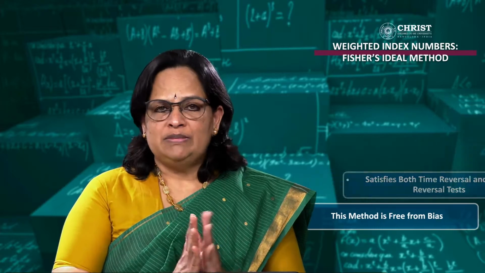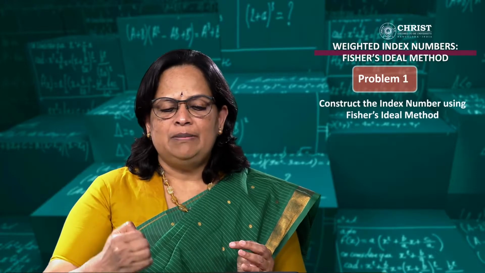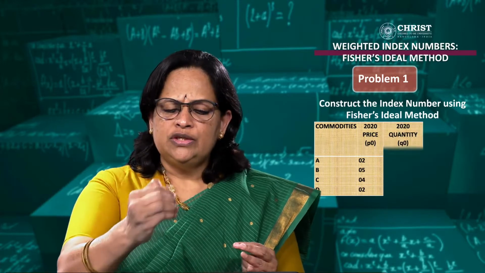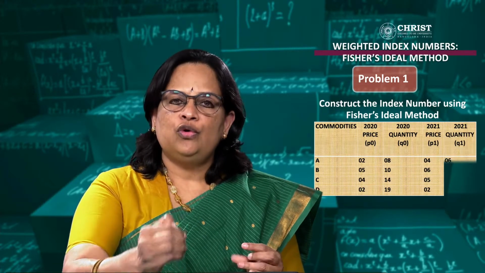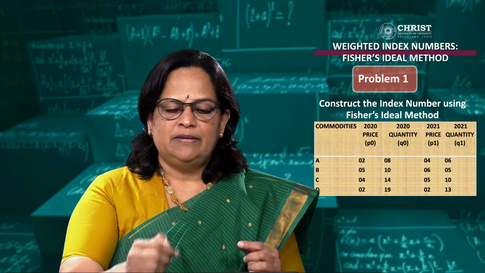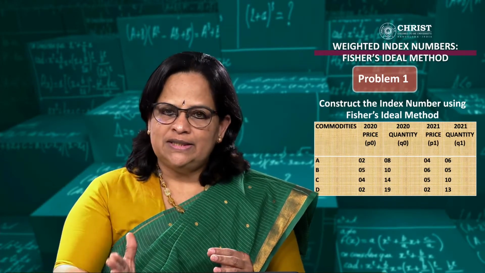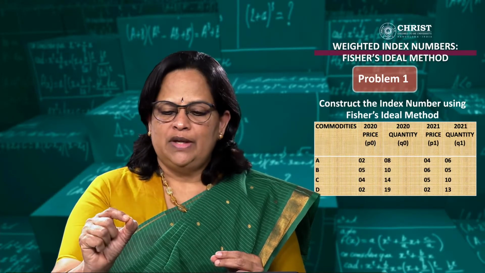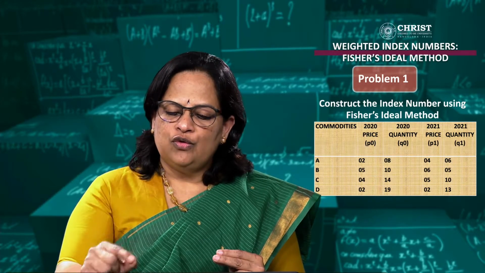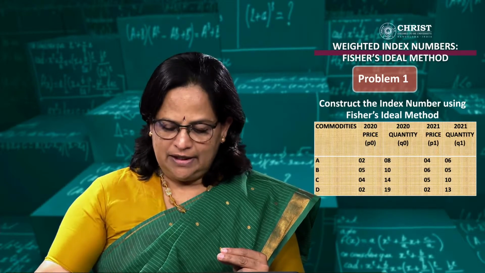Now we will do two problems as I told you. First problem: construct the index number using Fisher's ideal method using the following information. Commodities A, B, C and D. 2020 price is 2, 5, 4 and 2. 2020 quantity is 8, 10, 14 and 19. That means P0 and Q0 values. Now 2021, the current year: price will be P1 and quantity will be Q1. P1 values are 4, 6, 5 and 2. Q1 values are 6, 5, 10 and 13.